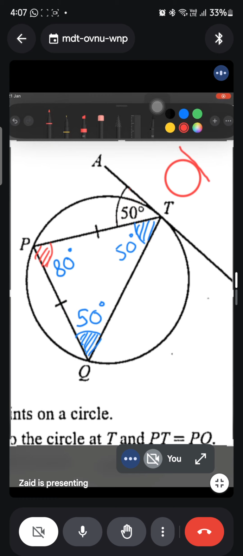If this is a tangent, okay, and this is the segment, so this angle and this angle are going to be equal. Just like this.